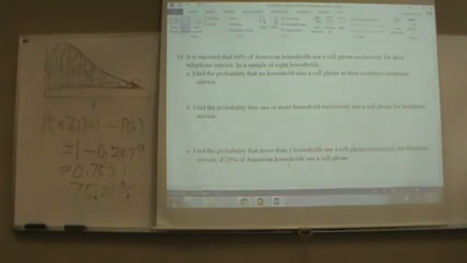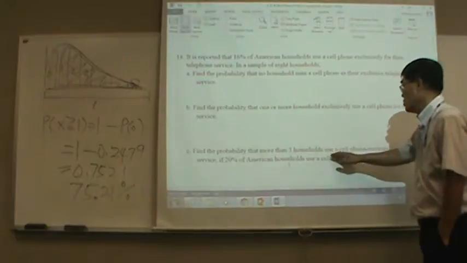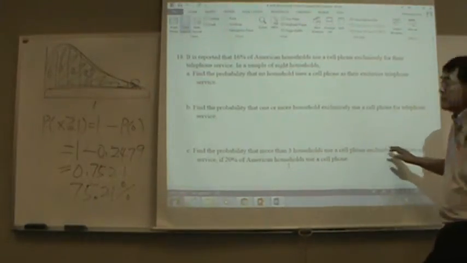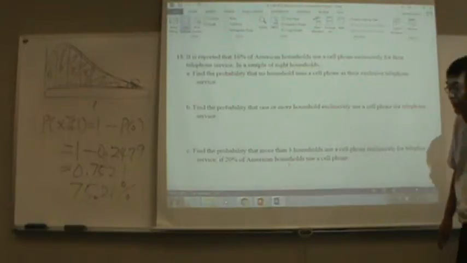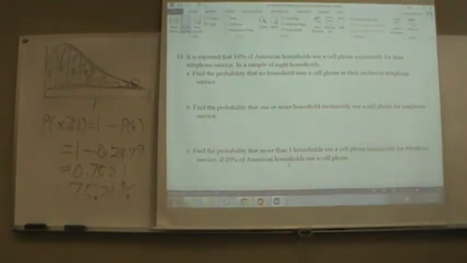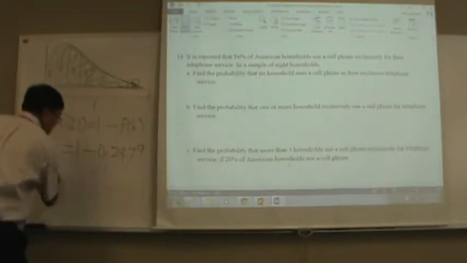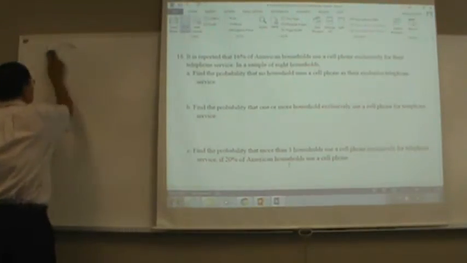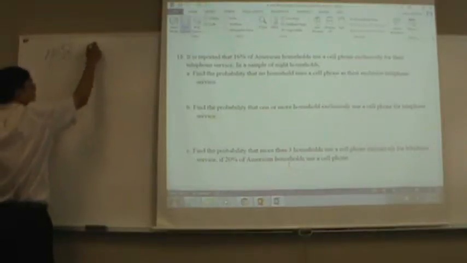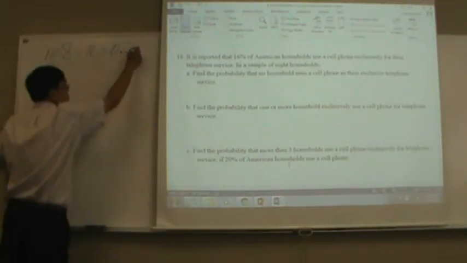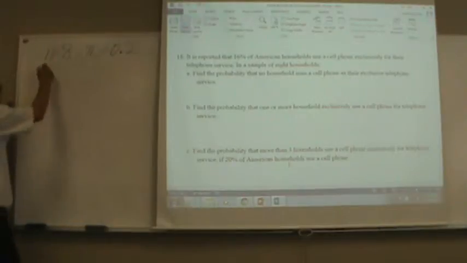Next question. Find the probability that more than 3 households use a cell phone exclusively for telephone service if 20% of American households use a cell phone. Pi equals 0.2, and n is still 8. We may use the binomial distribution table.